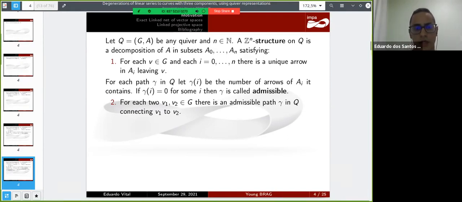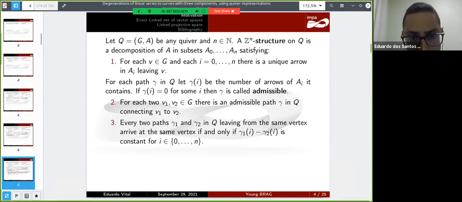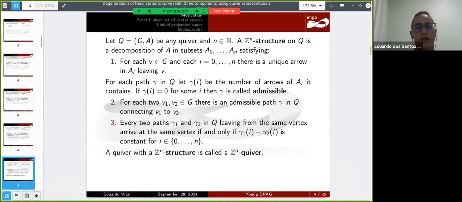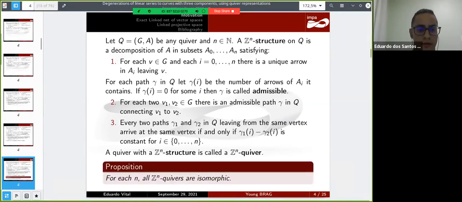Two: for any two vertices V1 and V2, there is an admissible path gamma in Q connecting V1 to V2. And the last condition is that for every two paths gamma1 and gamma2 in Q leaving the same vertex, they arrive at the same vertex if and only if the difference gamma1_i minus gamma2_i is constant for each i from 0 to n. And a quiver with a Z^n structure is called a Z^n quiver. That's the definition. The first proposition about it is that for each n, all Z^n quivers are isomorphic.